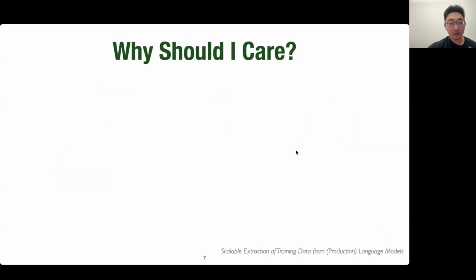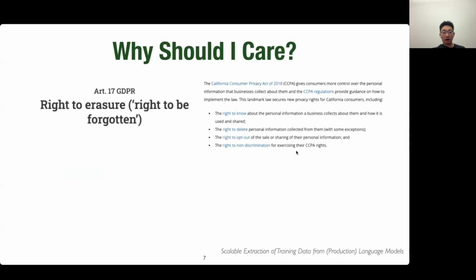Why should I care about this? First of all, there are ongoing regulations for this. In the European Union, there is GDPR. In the US, there is another act called CCPA, which all say users have the right to be forgotten. And whenever a user files this request, the model provider has to be compliant in some sense.